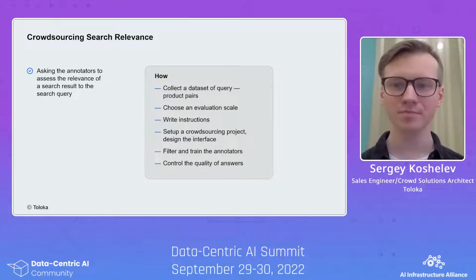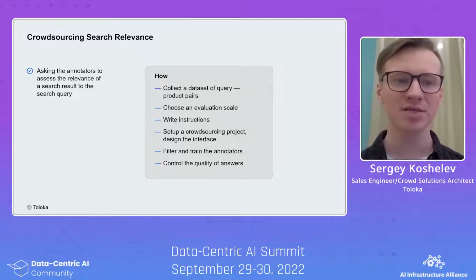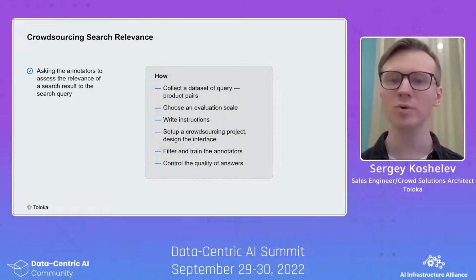And now when we have defined our problem at hand and our approach, let's just crowdsource search relevance. This will boil down to asking the annotators to assess the relevance of a search result to the search query. So how will we do that?